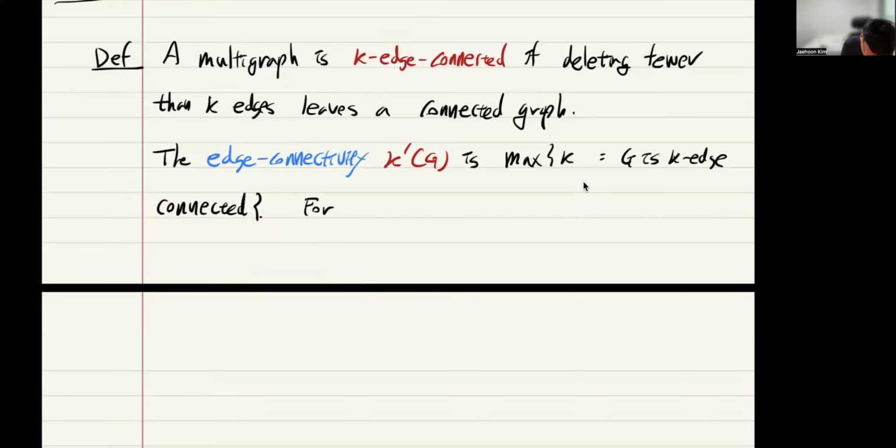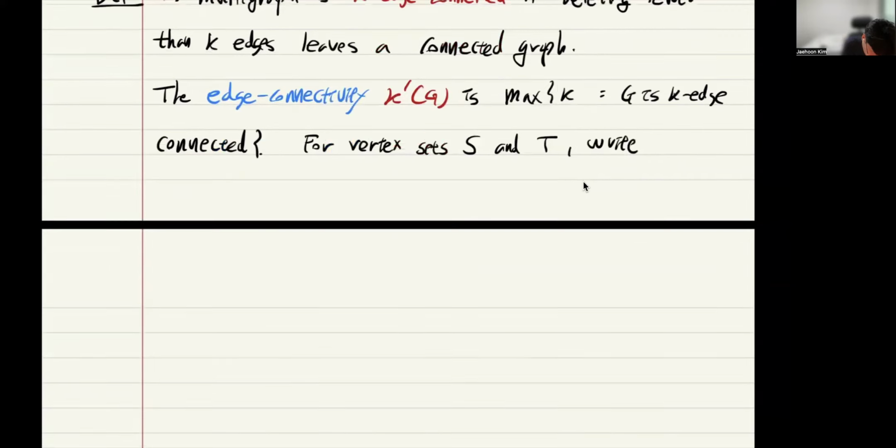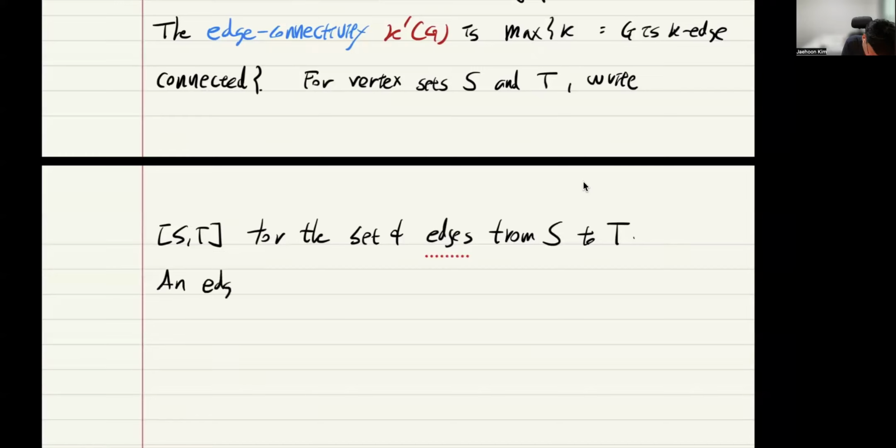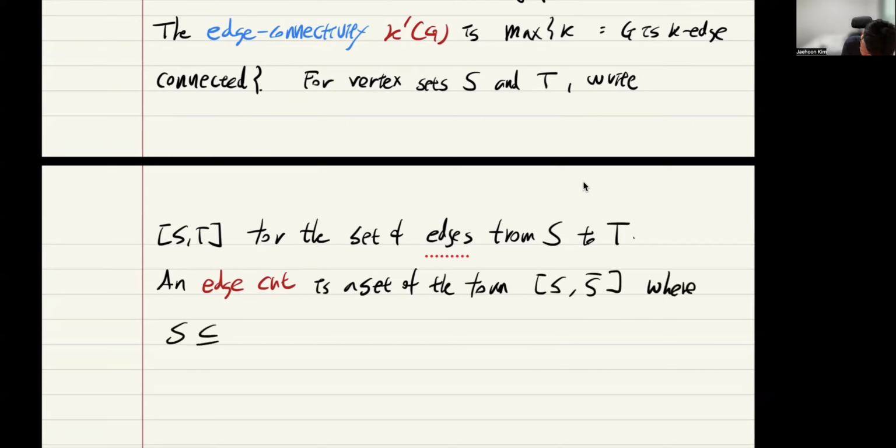And we define one notation for vertex sets S and T. We write bracket S, T for the set of edges from S to T. And an edge cut, we define this name, is a set of the form [S, S complement], where S is a non-empty set.